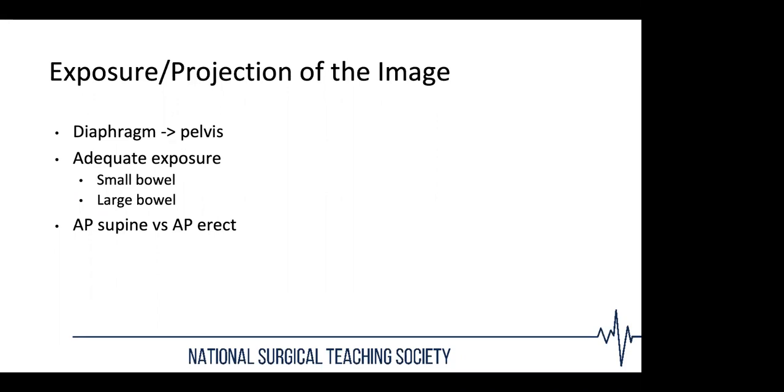So in abdominal X-rays, you're essentially visualizing everything from the diaphragm to the pelvis. And you really need to ensure that the exposure is adequate in order to gain an appreciation for both the large and small bowel. And again, something to think about is whether you need an AP supine or AP erect view, depending on what pathology you're trying to rule out. For example, if a bowel perforation is being investigated, whilst you may go for an abdominal film, you do actually need an erect chest X-ray in order to correctly identify the pathology.